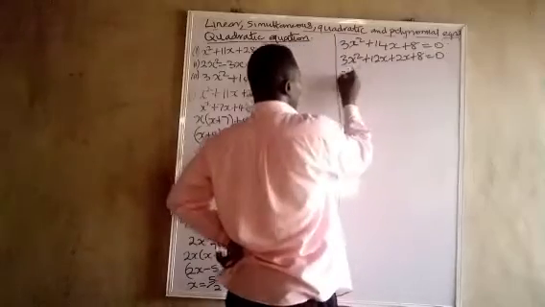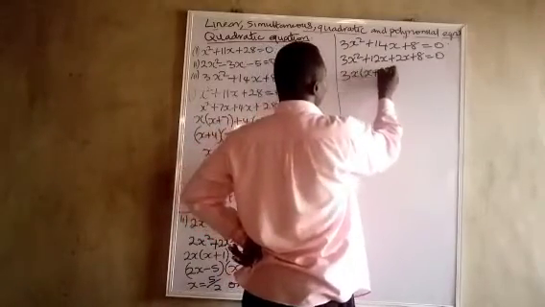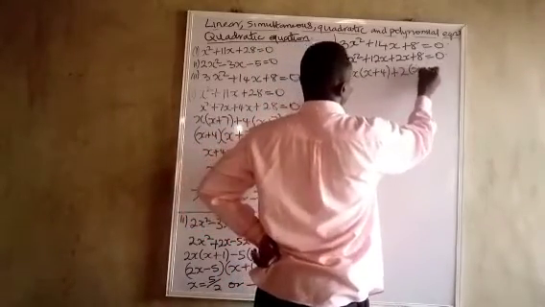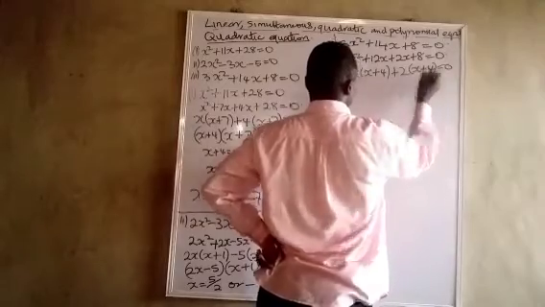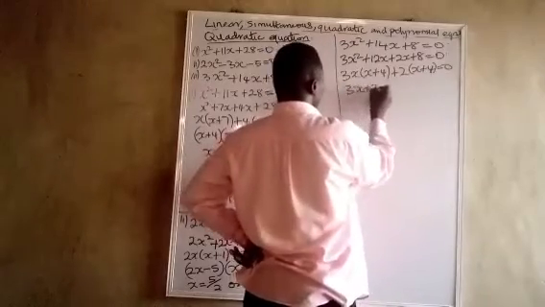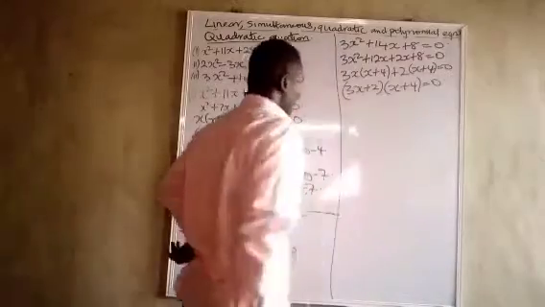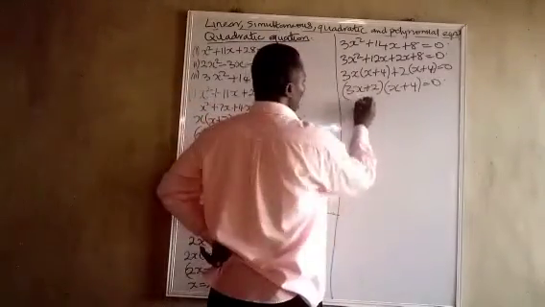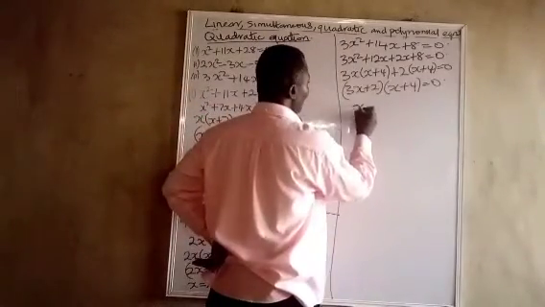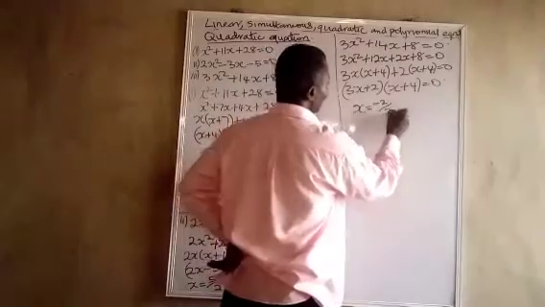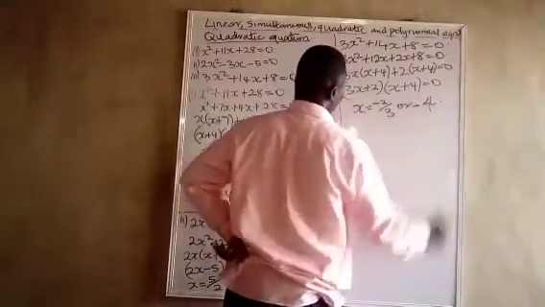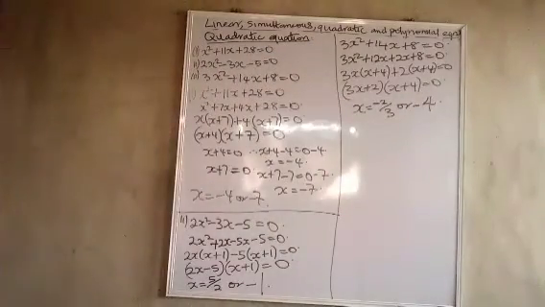So we now have 3x into x plus 4 plus 2 into x plus 4 equals 0. So we now have 3x plus 2 into x plus 4 equals 0. So these are the factors. Now, the roots. Passing through that situation, you can have x equals minus 2 over 3 or minus 4. So those are the answers. Minus 2 over 3 or minus 4.